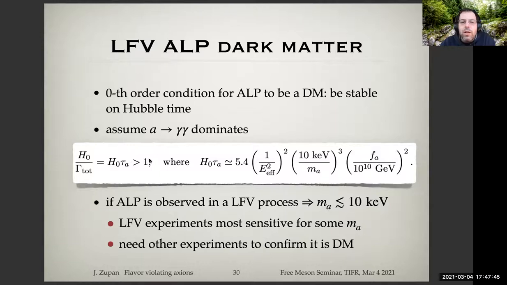So just demanding that the decay time is longer than the lifetime of the universe, then you're kind of okay if the masses are below 10 keV or so, no? So you will not decay to 2 photons before the lifetime of the universe if you are in the less than a keV regime. Now there are other constraints.